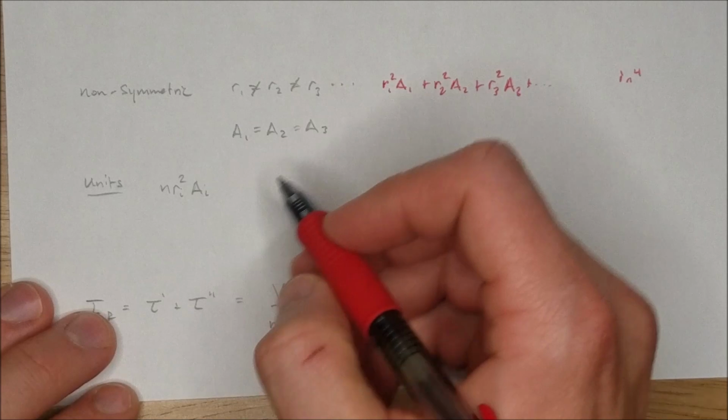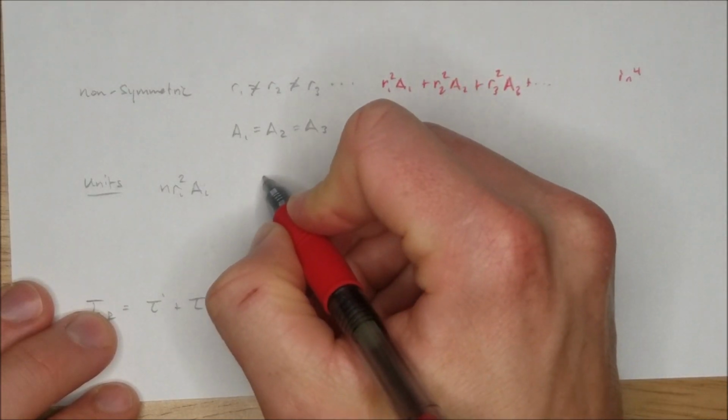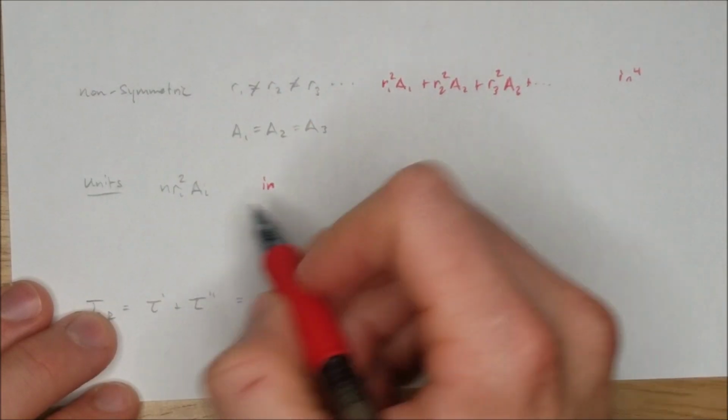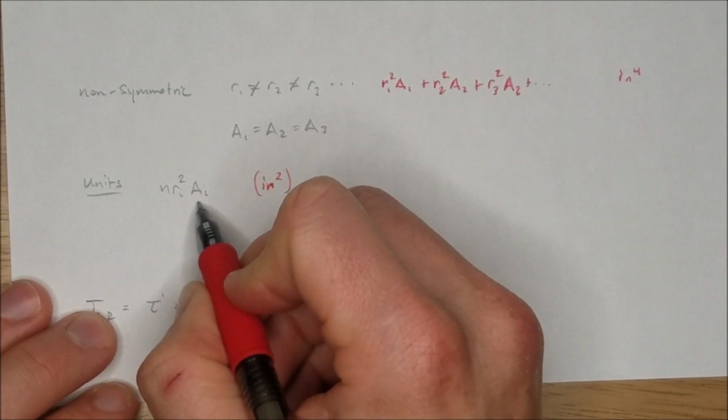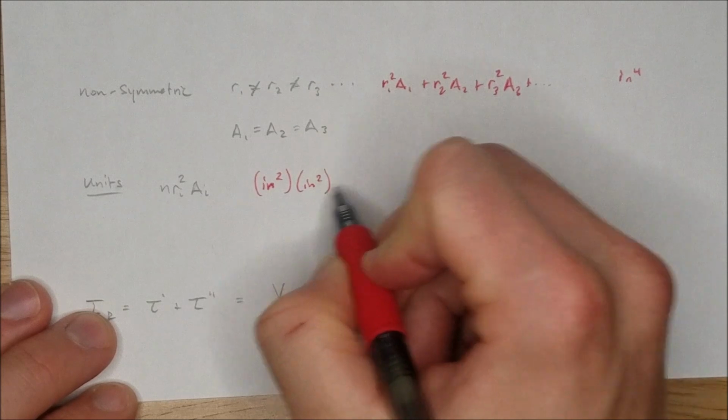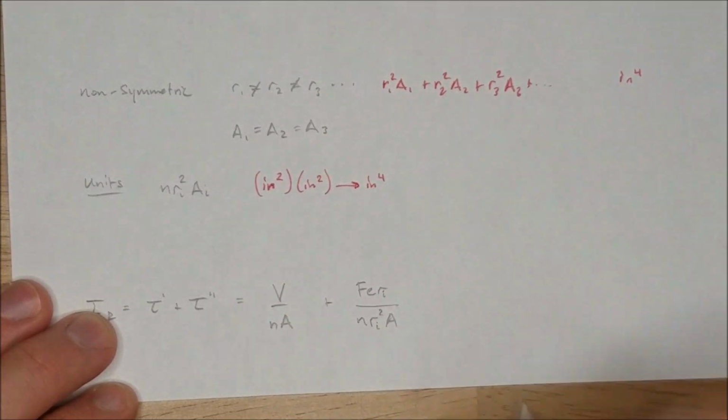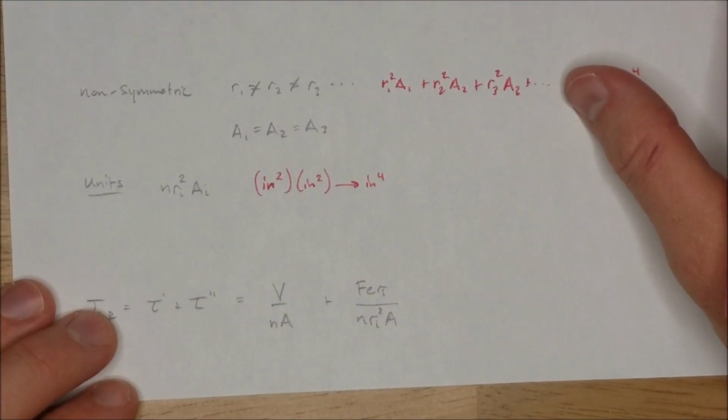And let's always make sure that we cover our units well. So n is unitless. Radius squared is going to be inches squared, and an area is going to be in inches squared. And I'm going to hammer us on units because no sense missing a problem because we got the units wrong.